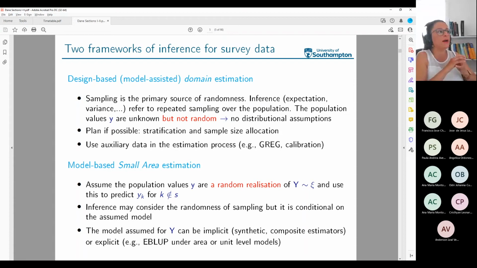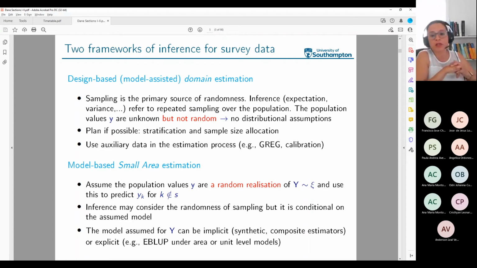Okay, so this is a framework of inference that, as you can see, is quite different from everything that you see in your initial statistical courses. When you get your first statistical inference course, you talk about normal distribution, Poisson distribution, and you build confidence intervals based on asymptotic normality and things like that. That doesn't really happen in the case of design-based domain estimation, basically because Y is a variable just because I only see a piece of the population. If I could see it all, Y wouldn't be a variable at all. Okay?